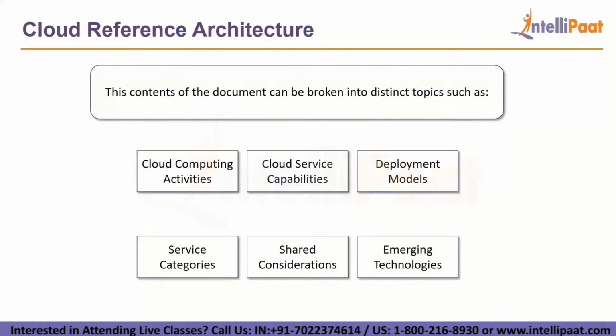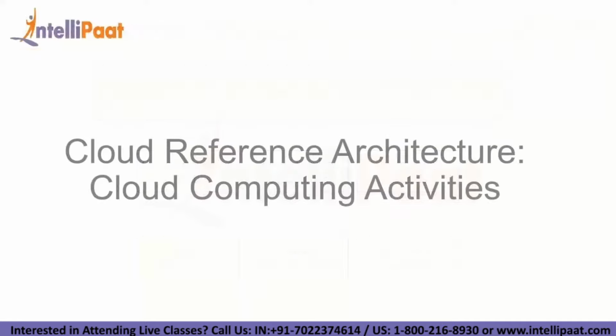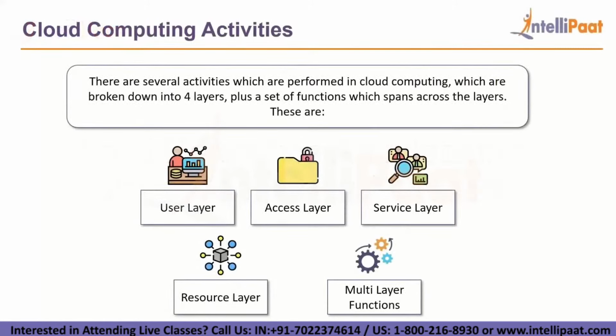The contents of this document can be broken into distinct topics. These topics include cloud computing activities, cloud service capabilities, deployment models, service categories, shared considerations, and emerging technologies. Let us take a look at them one by one and understand the basics of cloud reference architecture so that you can architect your own solutions when the need be. The first thing that we have to take a look at is cloud computing activities. There are several kinds of activities which can be performed in the cloud computing environment, which are broken into 5 layers or 4 layers, plus a set of functions that span across the layers. These layers are the user layer, access layer, service layer, resource layer, and then come the multi-layer functions.